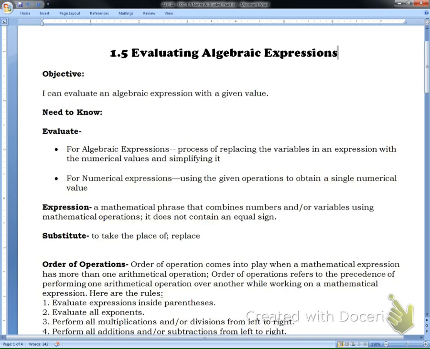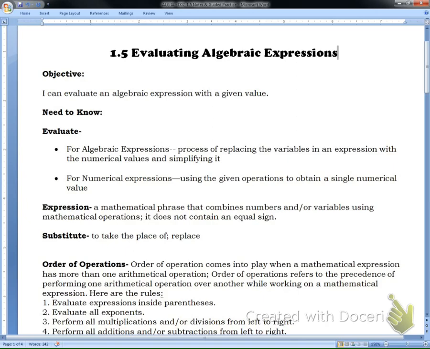So even though the expression has variables in it, you are going to be given the values of those variables, and then once you plug them in, you will turn it into a numeric expression. Numeric expressions, remember, you have to use the order of operations to get it down to that single numeric value. And again, remember that the expression is a mathematical phrase that combines numbers and or variables using mathematical operations. It does not contain an equal sign.